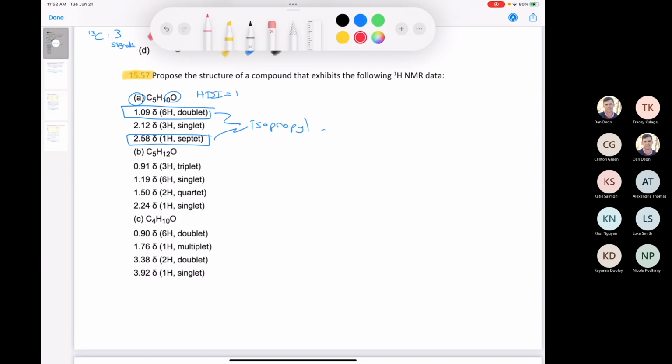And then here you've got 3 hydrogens that are a singlet. So this must mean that you have a methyl group. So we have an isopropyl group, which is this part, and then we have a methyl group, CH3. So I'll put it like this. That means we're still missing a carbon and the oxygen, and we're missing a double bond. So you've got this, and I want to see if you can put this together and then try the same approach to B and C.